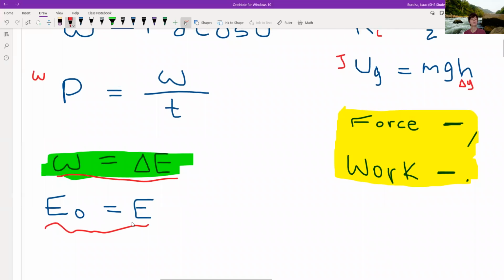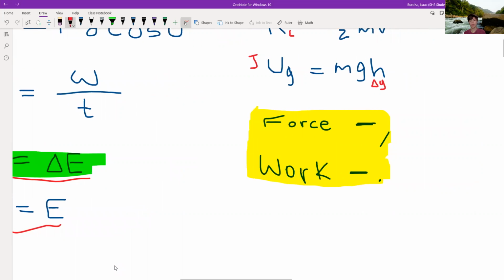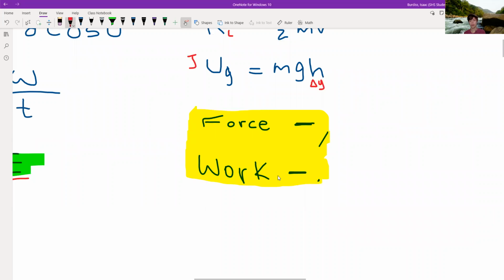And the initial energy equals final energy. That's not always the case, when there's thermal energy that it can be converted to. So just keep that in mind. And if the force is negative, the work is negative. So sometimes the work is negative, just so you know.